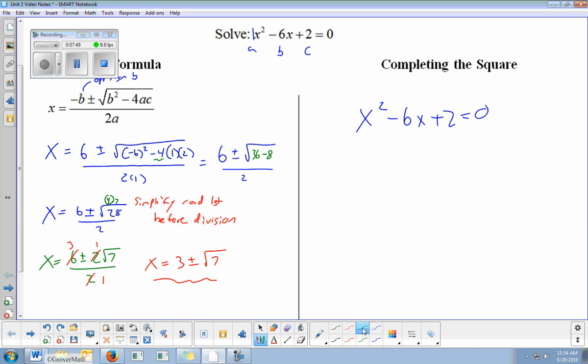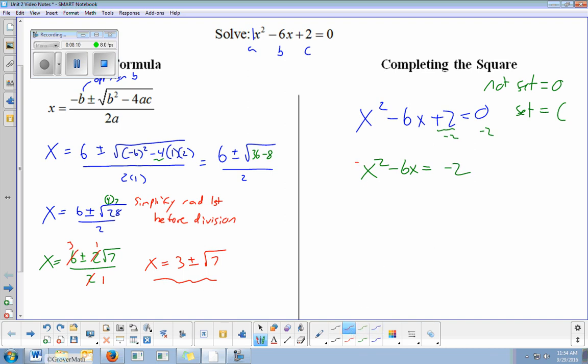The first step in completing the square is that the constant is the only thing that's not set equal to 0. You set it equal to the constant, and in this case, that's this 2 over here. So I need to minus 2 on both sides to change this to be x squared minus 6x equals negative 2. That's the first step.